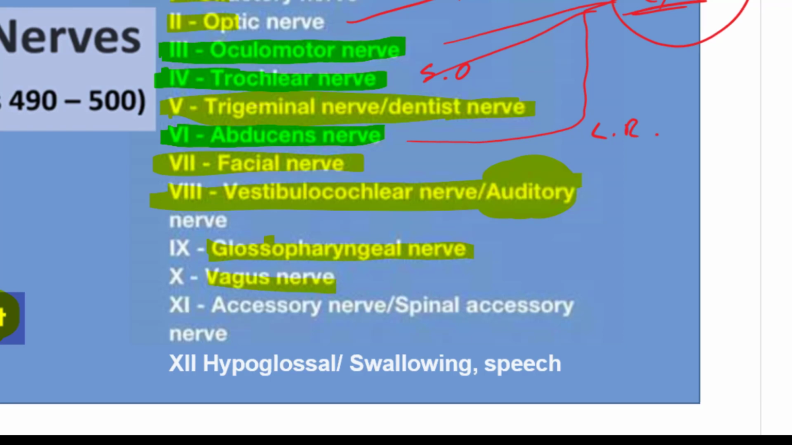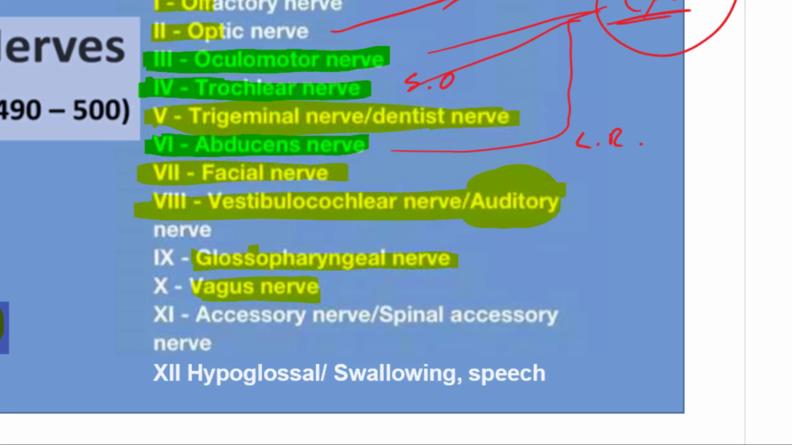And then we're going to have your vagus nerve. Vagus nerve is the longest nerve of them all. Your book calls it the wandering nerve. Why do we call it wandering? Because it goes up, down, sideways. It's the longest. So the book calls it wandering nerve.